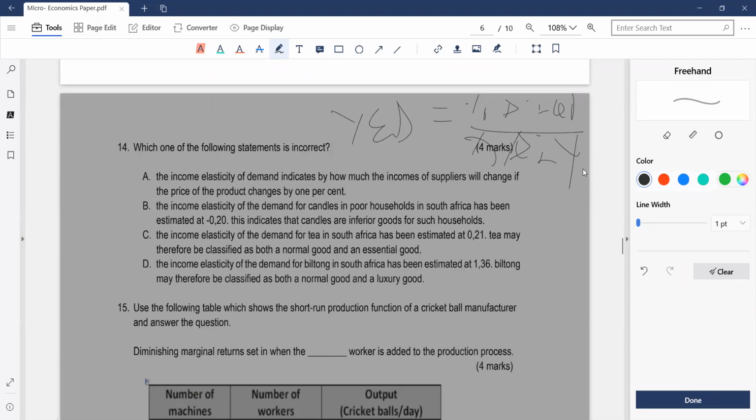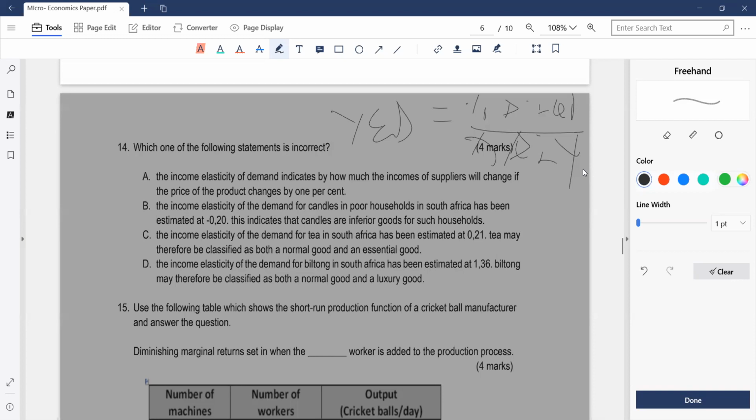But let's read out the other answers. The income elasticity of demand for candles is poor. In poor households in South Africa, it has been estimated at minus 0.2. This indicates that candles are inferior goods for such a household. Yes, that one is right. If a good has a negative YED, it is an inferior good. It means as your income increases, you decrease the consumption of that good.